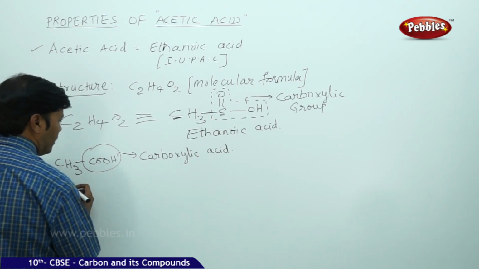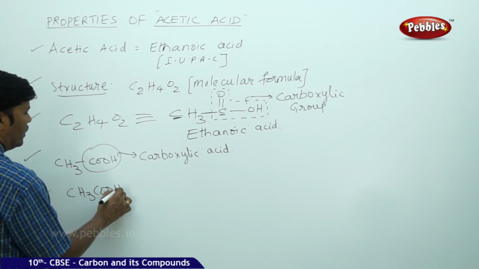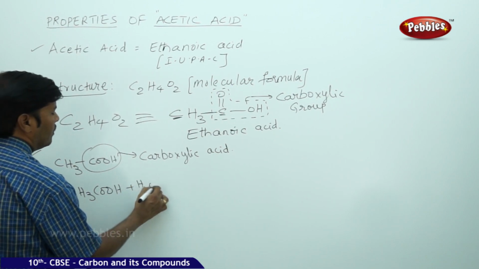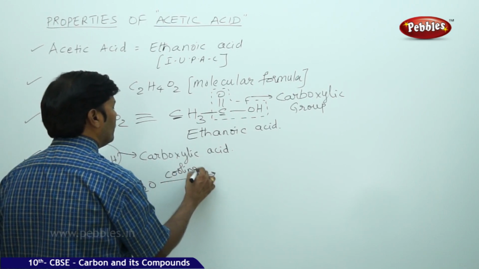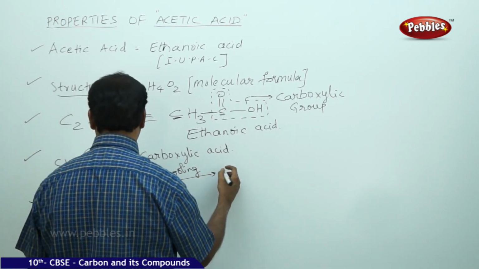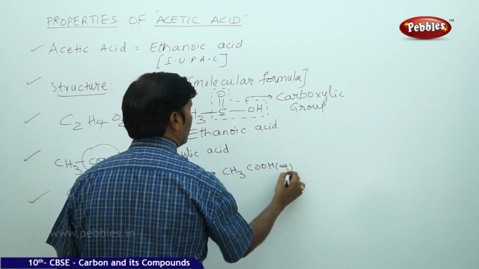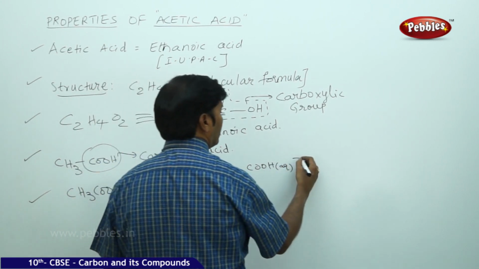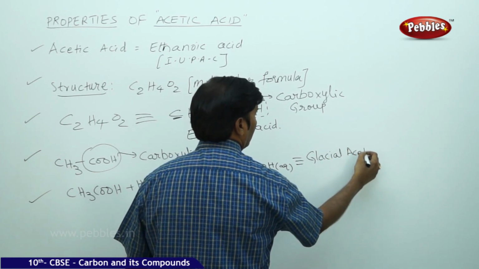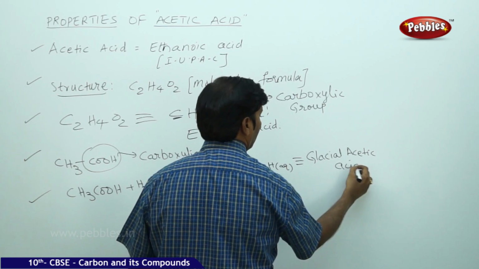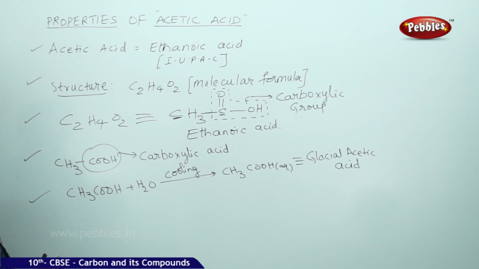We take this carboxylic acid. If you dissolve CH3COOH in water, in the presence of water, when it is subjected to cooling, it gives CH3COOH aqueous. This results in the formation of glacial acetic acid.